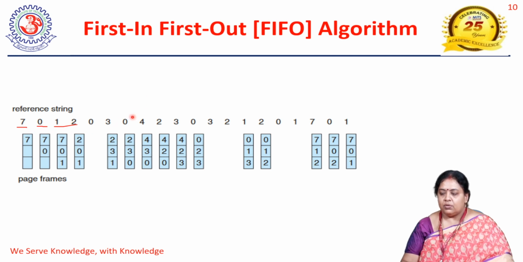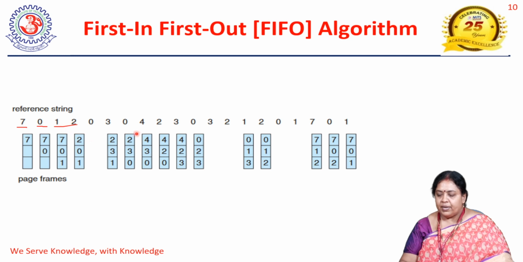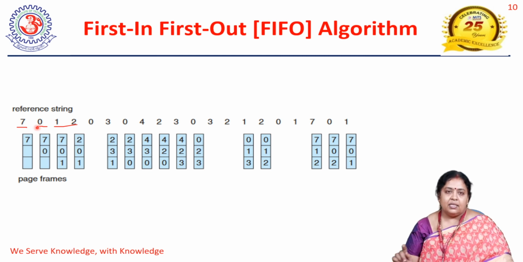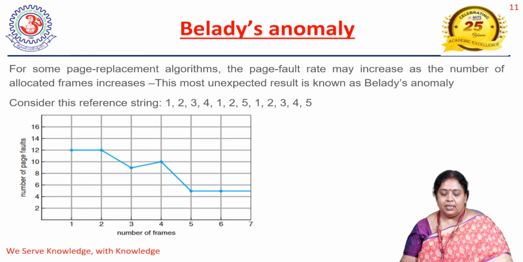Now next one is 0. 0 is not available here, so this is a page fault and we have to replace. Like that we are going to proceed. Clear. So what this algorithm says is that we replace the page that was first brought into the memory, and that is maintained by using the queue. Then we go for another algorithm.